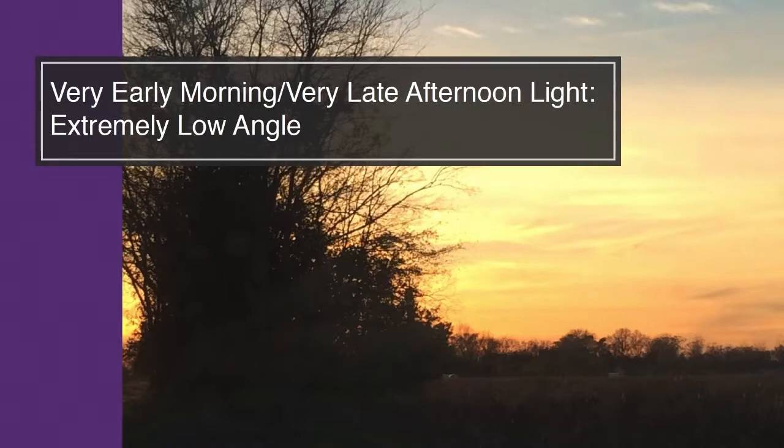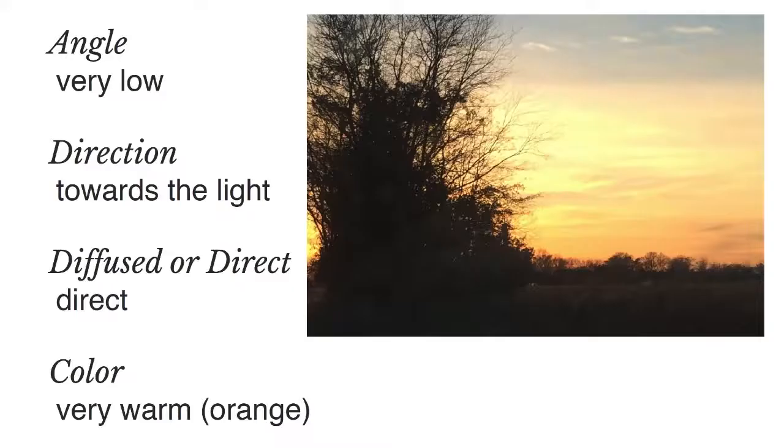So in the example we're going to be working with today, we have very late afternoon light, extremely low angle. It's wintertime, and we're looking directly towards the sun. The angle is very, very low. We're looking towards the light. We have very direct light, and the color of the light is very, very warm orange, almost red orange.